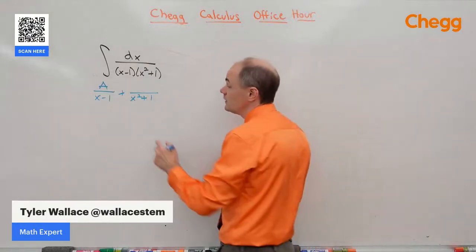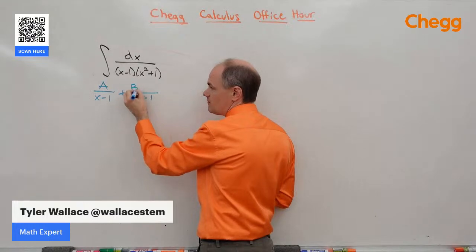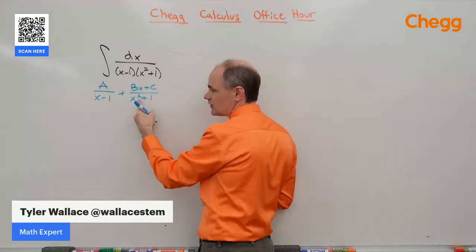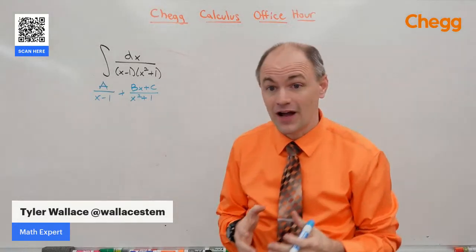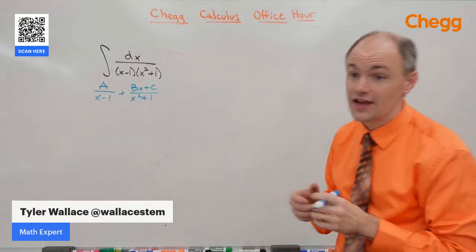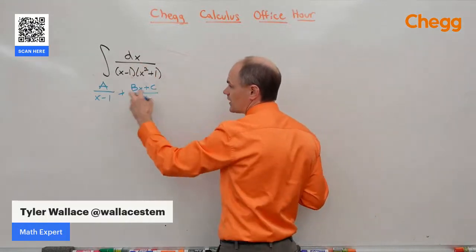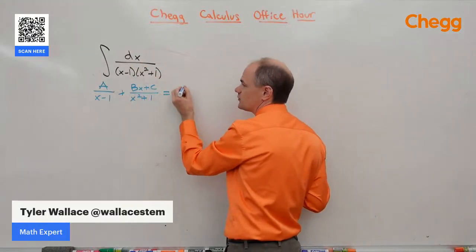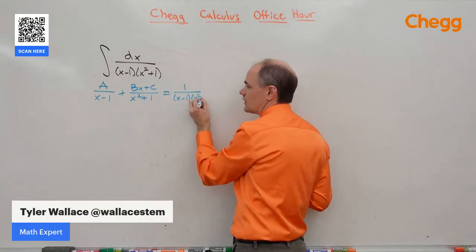We don't have that. When we've got x squared plus 1, we can't factor that anymore, so we need to do a bx plus c. We've got to account for every power of x that's smaller than the leading power. So we've got x to the 1st and x to the 0 we have to account for. We're going to split this fraction up, so this fraction needs to be equal to the original fraction, which is 1 over the x minus 1 times x squared plus 1.